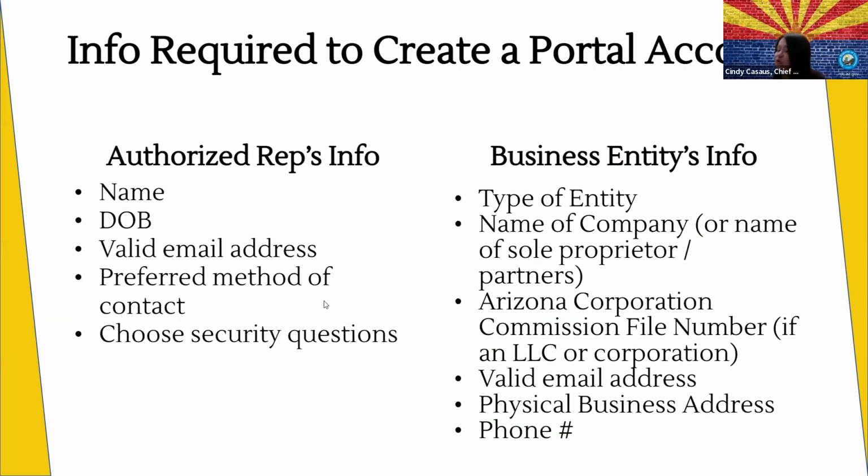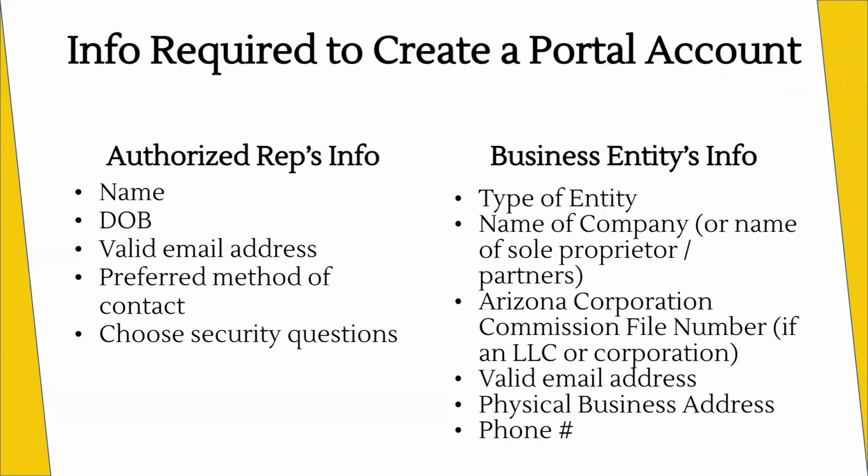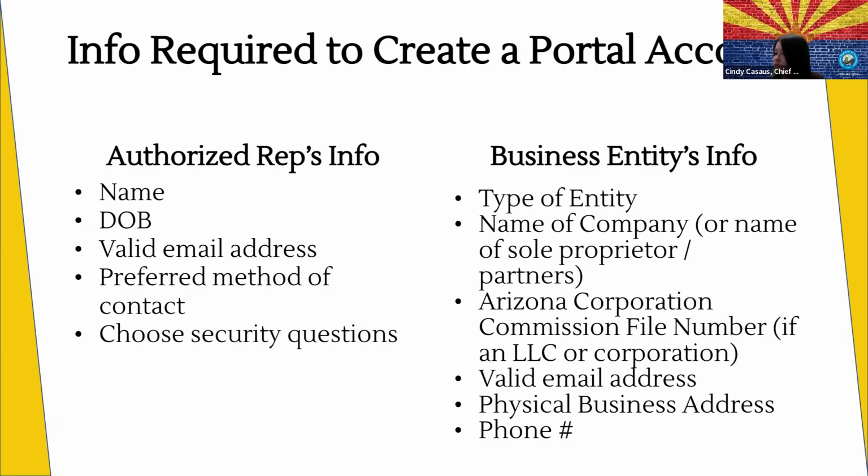So some basic information that you're going to need when you get ready to create your portal account is the authorized representative's information. So basic information includes their full name, date of birth, a valid email address. Of course, we can't stress the email address enough, so make sure that it's a good address that is checked. That is our primary method of contact. What your preferred method of contact is, of course, we still use the phone. That email is certainly where it's at.